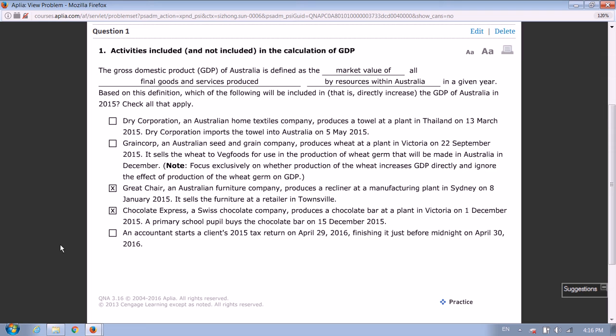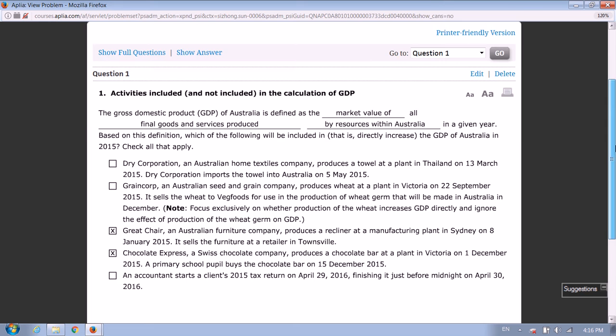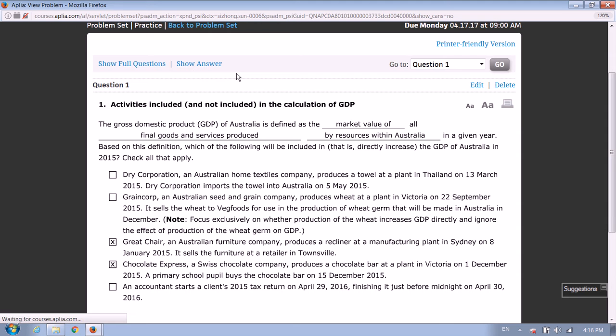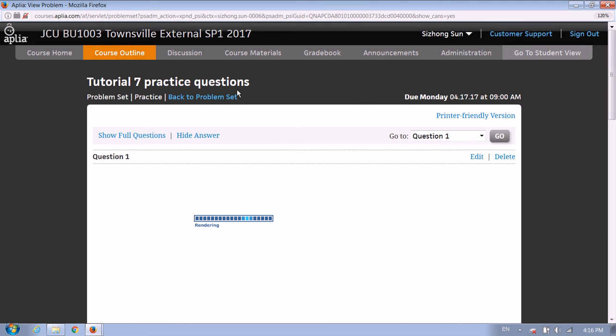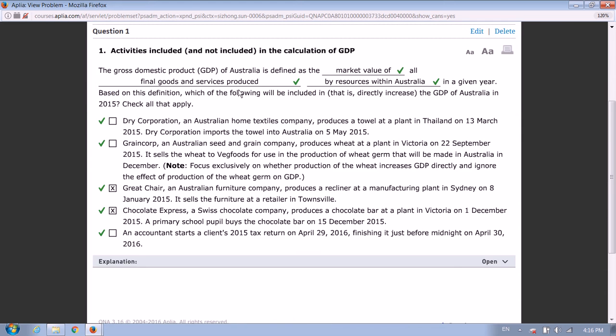The last option, an accountant starts a client's 2015 tax returns on April 29, 2016, finishing it just before midnight on April 30, 2016. Again, this service is produced in Australia. However, it belongs to 2016. It's not 2015. So that's question 1.